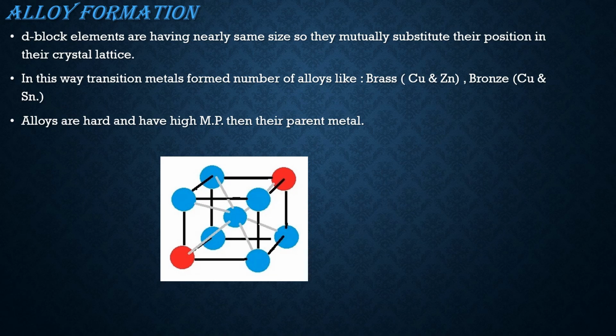Now the next is alloy formation. D block elements have nearly the same size, so they mutually exchange their positions in the crystal lattice. Hence they form alloys. Alloys are actually homogeneous mixtures of two or more metals. In this way, transition metals form a number of alloys. For example, brass is the alloy of copper and zinc, bronze is the alloy of copper and tin, and so many other alloys are also there. Alloys are harder and have higher melting points than their parent metals. So these are some properties of d block elements.